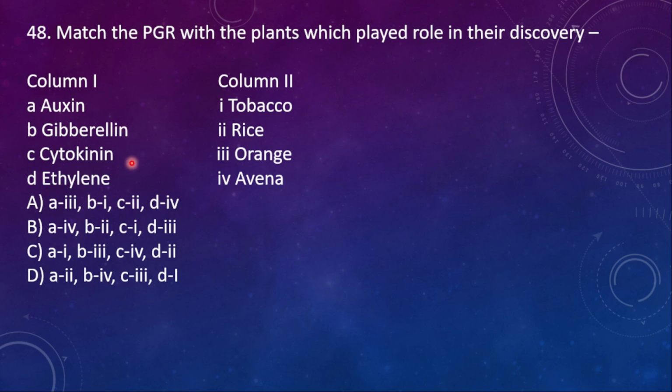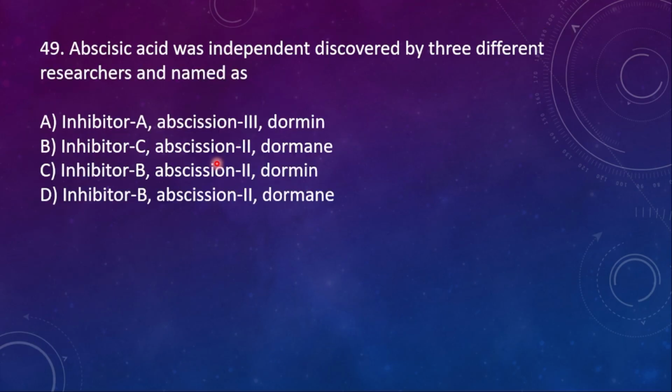Auxin, Gibberellin, Cytokinin and then Ethylene. Here, if you know any two of them, you can identify the right option very easily. Auxin is for Avena sativa, Gibberellin is for the rice field, the bakanae rice disease, Cytokinin is for tobacco, ethylene is for orange ripening story, isn't it? So here the right option is option B.